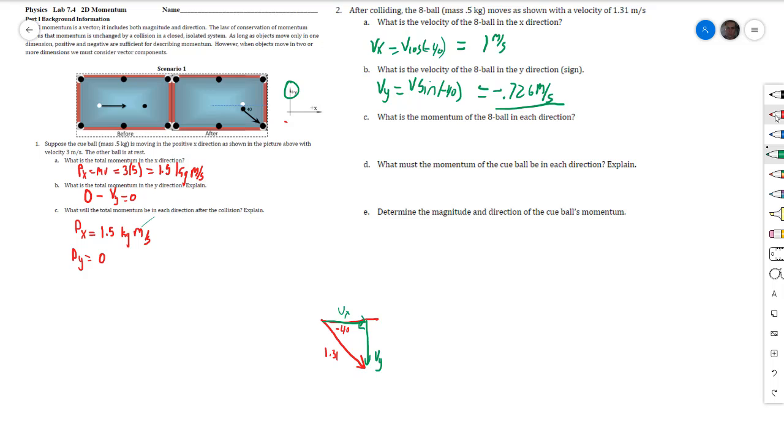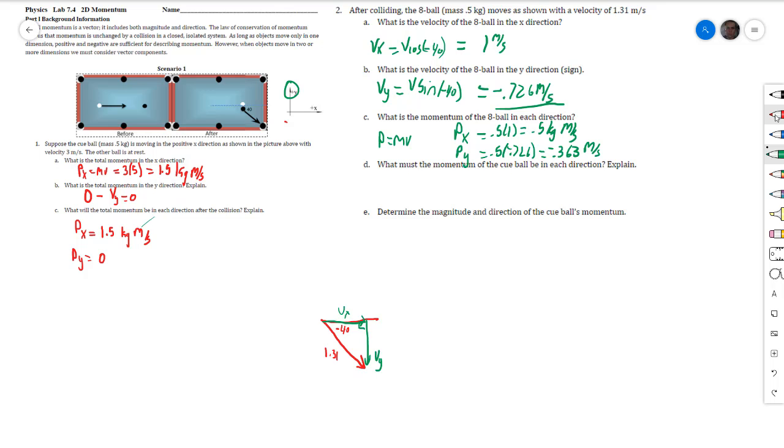And then it says, what is the momentum of the 8 ball in each direction? Well, since momentum is just mass times velocity, the momentum in x is mass times velocity in x. So this would be 0.5 times 1, which is 0.5 kilogram meters per second. And momentum in y would, of course, be 0.5 times negative 0.726, which is negative 0.363 kilogram meters per second.